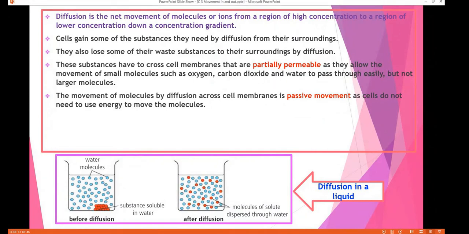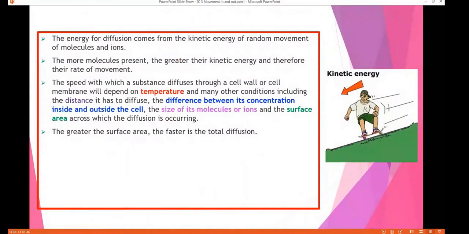So you can see how diffusion takes place in liquids over here. You can see the solute. If you take an example of sugar, which we add to the solvent, which is water over here, the blue molecules are the water molecules and the red molecules are the sugar. This is before diffusion. You can see after diffusion, molecules of solute are dispersed through water. That means the sugar has been mixed up with the water, and this is the sugar solution. So this is how diffusion takes place in liquids.